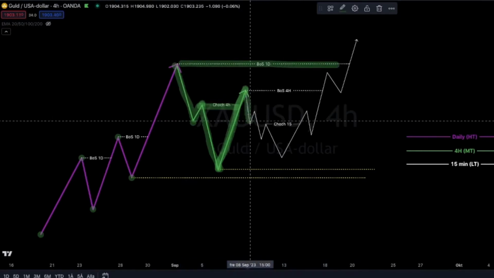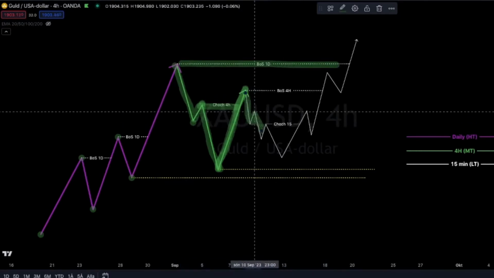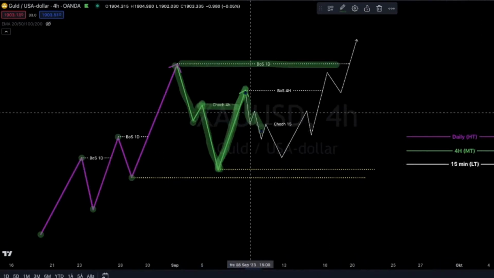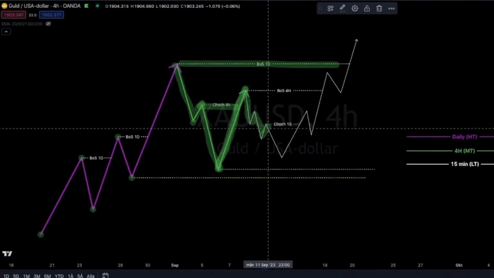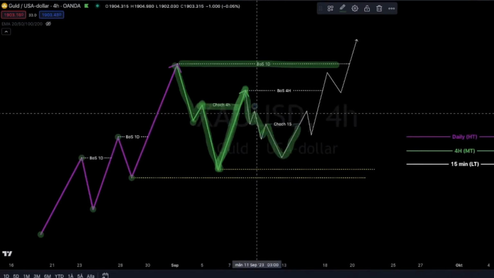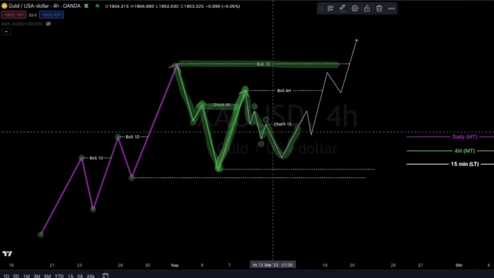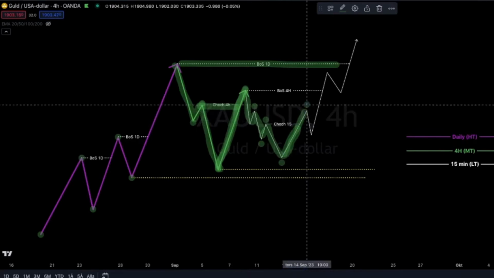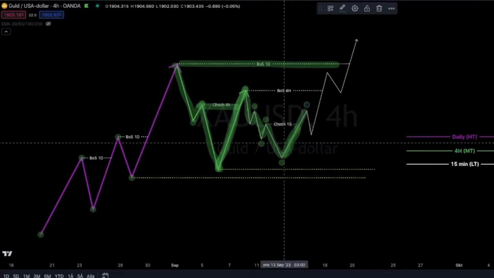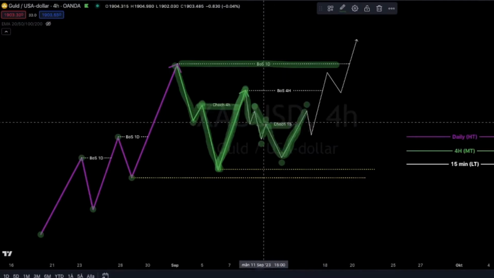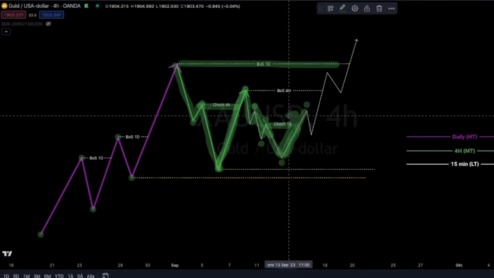Market retraces. And now we're on the 15-minute time frame. The white line represents the 15-minute time frame. Market retraces, and then it starts to push up again. What did it do? It created lower high, lower low, lower high, lower low. Market starts to push up, creates a higher high internally on the 15-minute time frame. And what does that mean? Change of character. From downtrend, now we are pushing up.